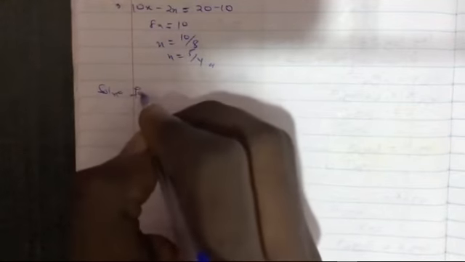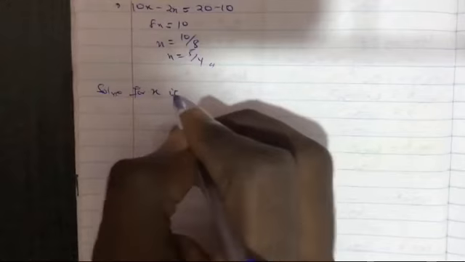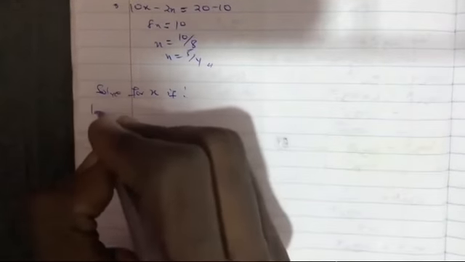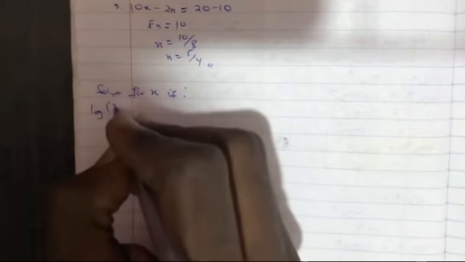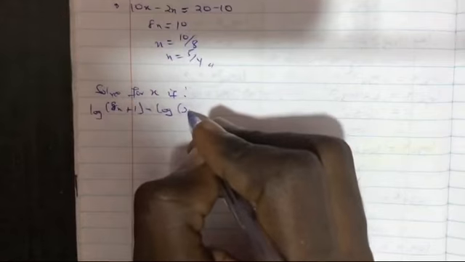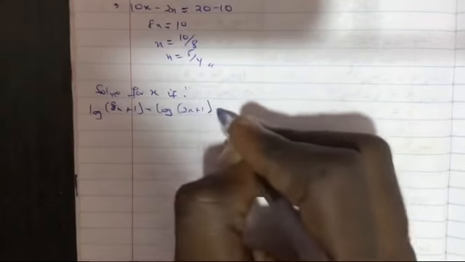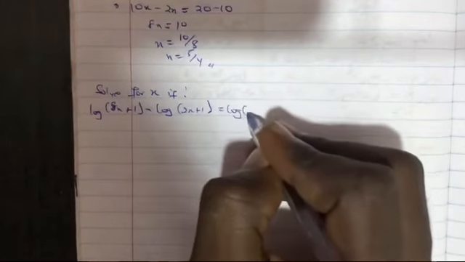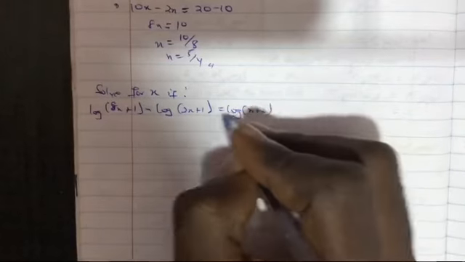Okay, so let's solve. There's a question that says solve for x. Solve for x if log of 8x plus 1 minus log of 2x plus 1 is equal to log of x plus 2. Remember, they're all in base 10. So how do we go about this?